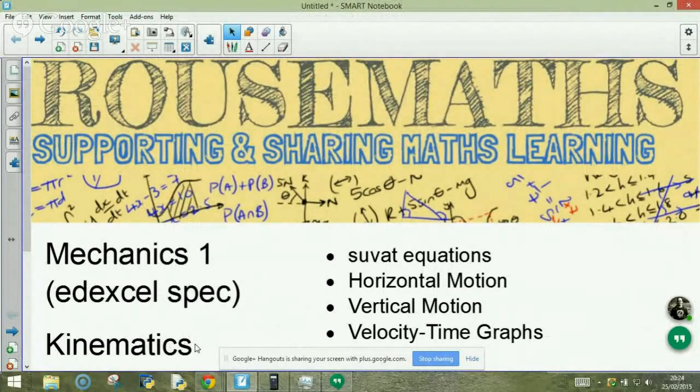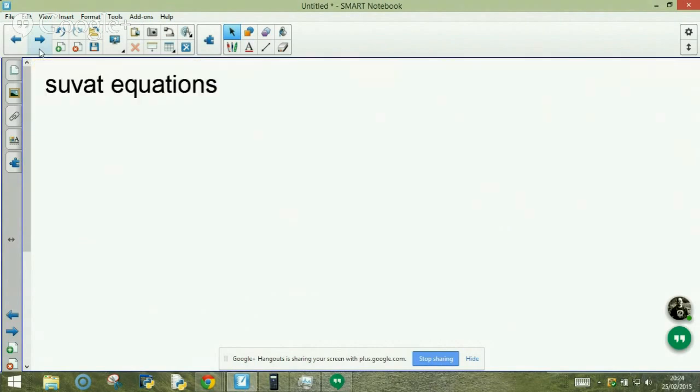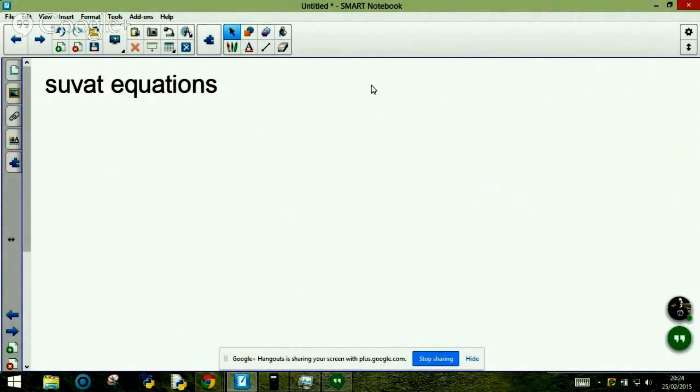This is the first episode in what will be several, 6, I suppose, that's going to look at the different topics, getting ready for the exam in the summer. So we're going to look at our suvat equations, and then we're going to use those for horizontal and vertical motion. And then finally, we're going to have a look at some velocity time graphs. Right, let's get cracking. So first of all, the suvat equations.